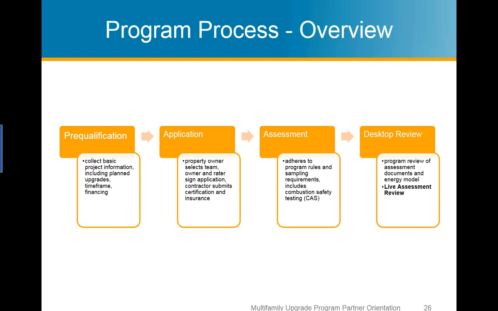The fourth step in the process, excuse me, is the desktop review. That is once your assessment is complete on site, you've prepared all of your documents for the program, and you submit all of your documents through the partner portal, which we'll talk about in a little bit here. That is the portal in which the program then reviews all the documentation that's submitted by the rater. And this is a process meant to make sure that the project is meeting the program requirements, that all of the building energy models are built to existing conditions, and also the specifications for the upgrades are making sense.